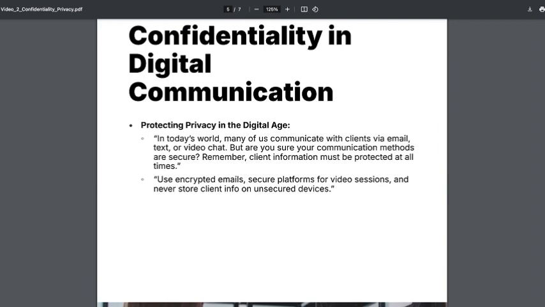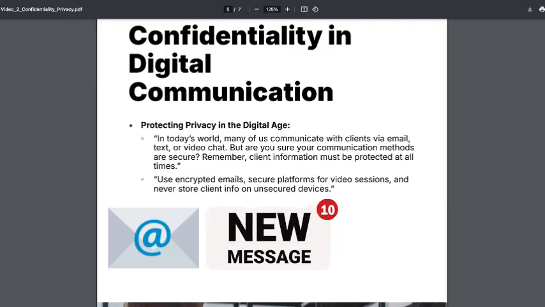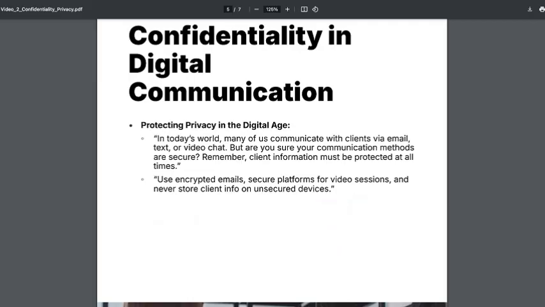Confidentiality in digital communication. When we're protecting privacy in the digital age, there are some things that we have to consider. Right now, in today's world, we communicate all the time. We're doing emails, text messaging, and video chats, but we have to make sure that our communication methods are secure. That is a requirement in this profession. It doesn't matter what the client chooses to do and how they choose to communicate with us, it's how we choose to communicate with them and respond. So remember, client information has to be protected at all times.